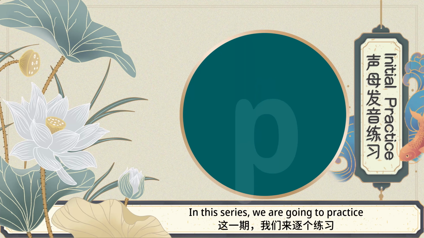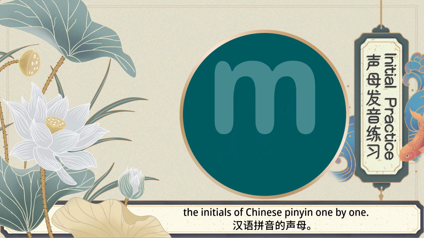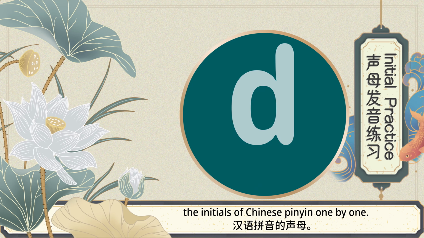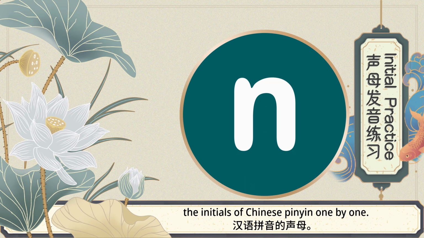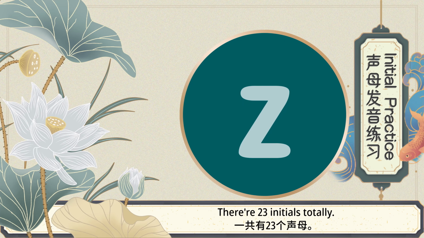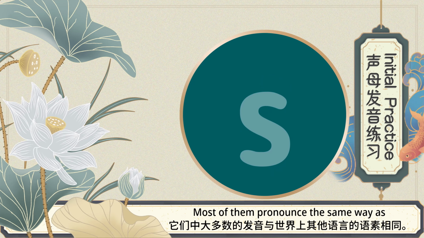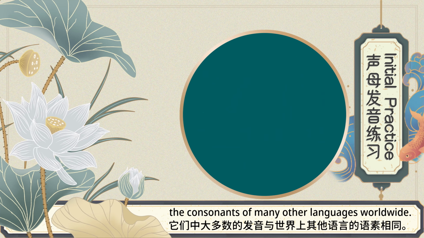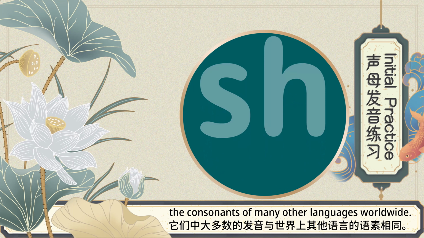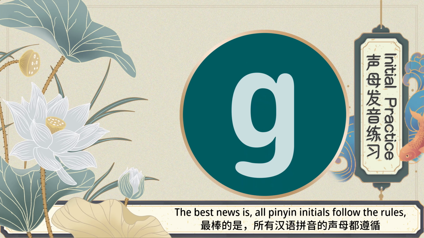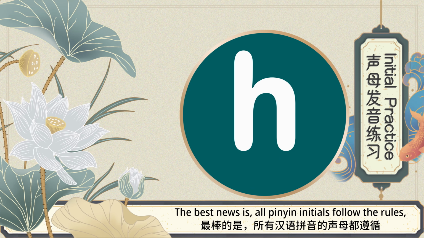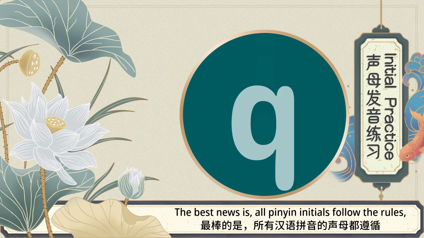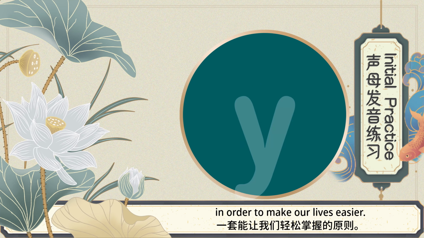In this series, we're going to practice the initials of Chinese pinyin one by one. There are 23 initials in total. Most of them are pronounced the same way as the consonants of many other languages worldwide. The best news is, all pinyin initials follow rules to make our lives easier.